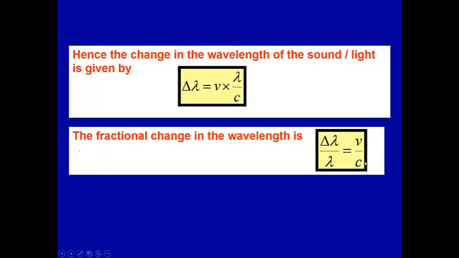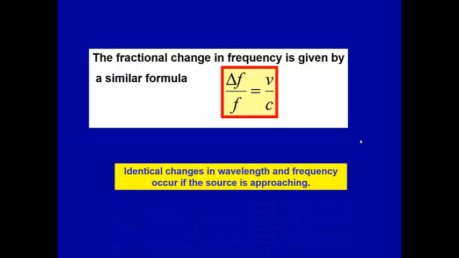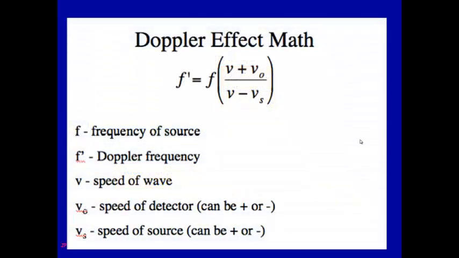And the fractional change in lambda is then just this relationship, it's a ratio. So this is the ratio between the speed of the source and the speed of the wave, as long as the speed is much, much less than the speed of light. When it gets close to the speed of light, funny things happen. So this fractional change in frequency can be given by a similar formula, where you get a change in frequency that's just the relationship between the speed and the speed of the wave. So if the source is approaching, you get identical changes in wavelength and in frequency.